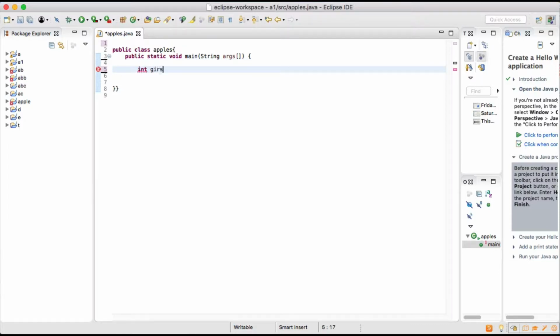Integer girls, boys, people, and these are the three variables I'm going to use. Let's say girls is equal to 6, and then boys is equal to 3. After that, people is equal to girls plus boys.